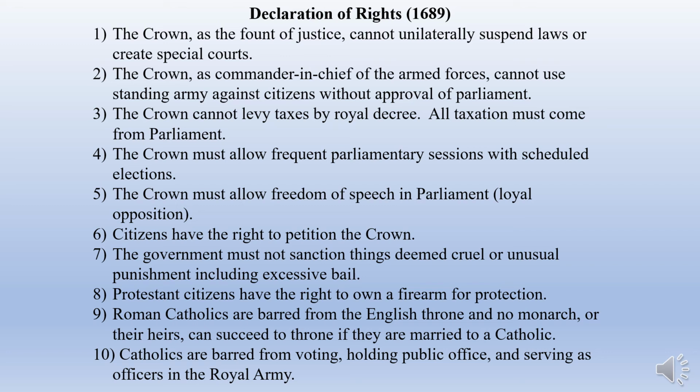Roman Catholics were also barred from the English throne going forward, and no monarch or their heirs can succeed to the throne if they're married to a Catholic. That just changed within the last few years. Now the heir cannot be a Catholic, but the heir's wife could be, as long as the children declare to be part of the Church of England.